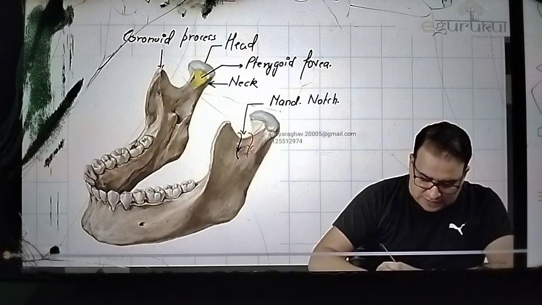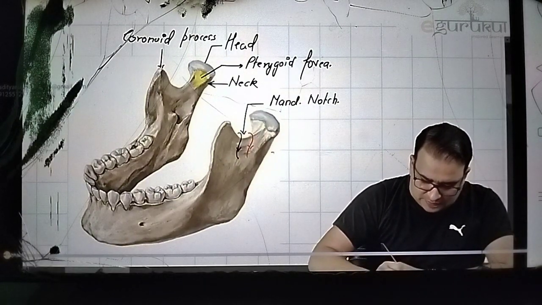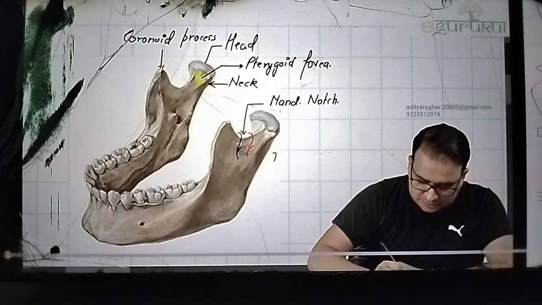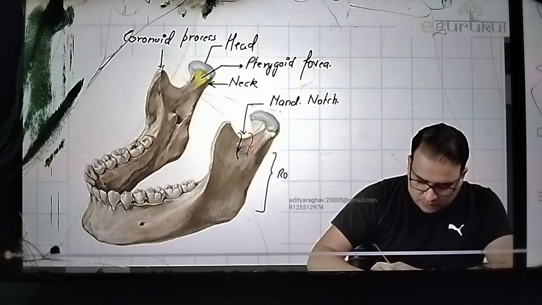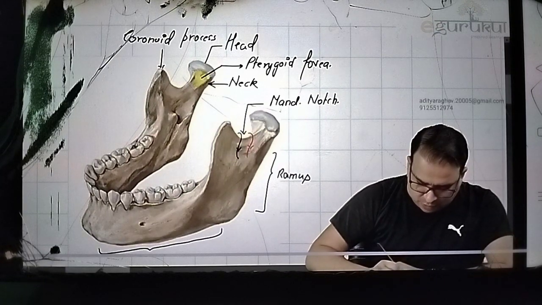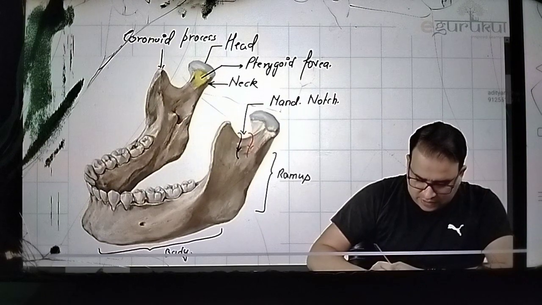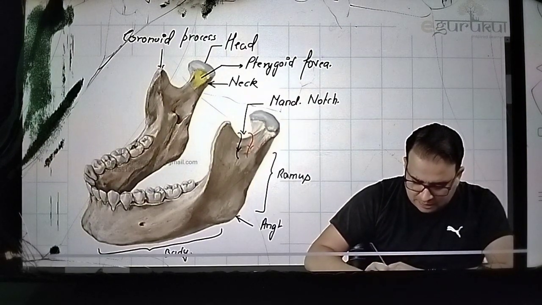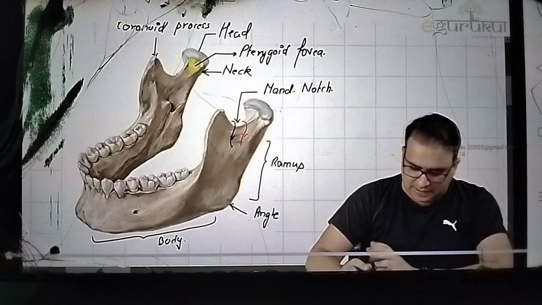This whole part here, below the coronoid process, is the ramus of mandible. This here is the ramus of mandible. And of course, this in here is the body. That's the body, and I'm sure you all know that is the angle of mandible. Ramus, body, and the angle.